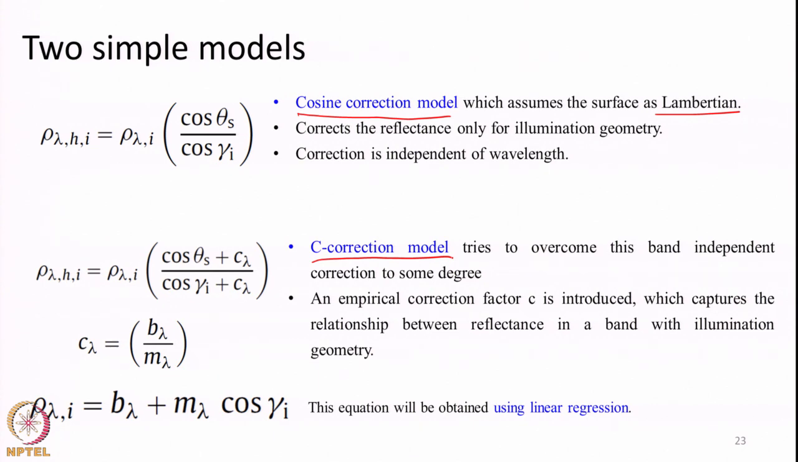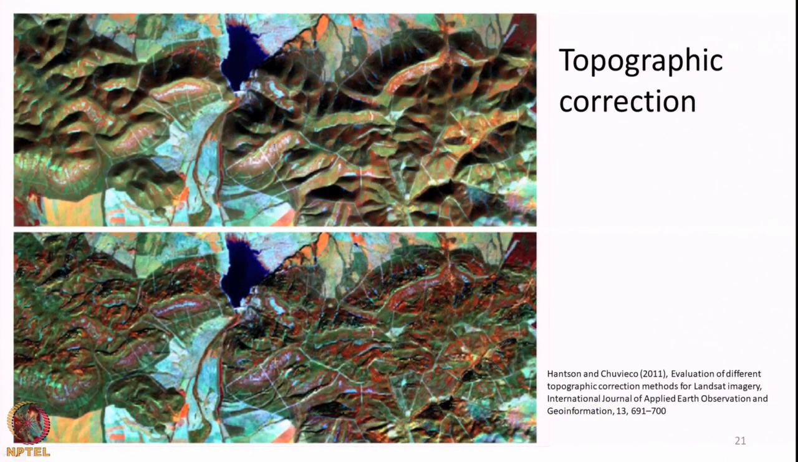One such example is given here. This image has topographic effects. Here these patches appear completely dark due to the shadow effect, here it is bright, here it is dark, and so on. After topographic correction, the reflectance looks more uniform. Here we have certain values, here we have certain values, and so on. So the topographic correction provides some sort of improvement over the raw image.